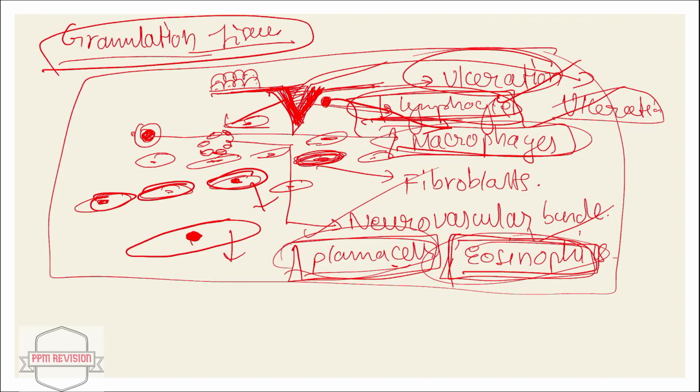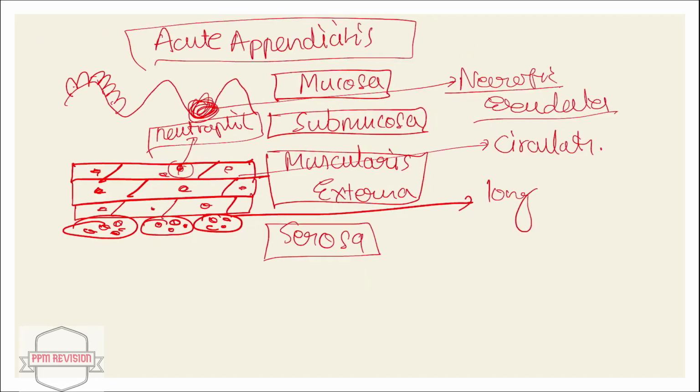Okay. And then moving on, we'll be looking at the fibroblast, which is present at the bottom. The fibroblasts, as told earlier, are ovoid in shape and have a central nucleus with abundant cytoplasm, and there is also the presence of a neurovascular bundle. So this is done. Now moving on, we'll be looking at acute appendicitis.